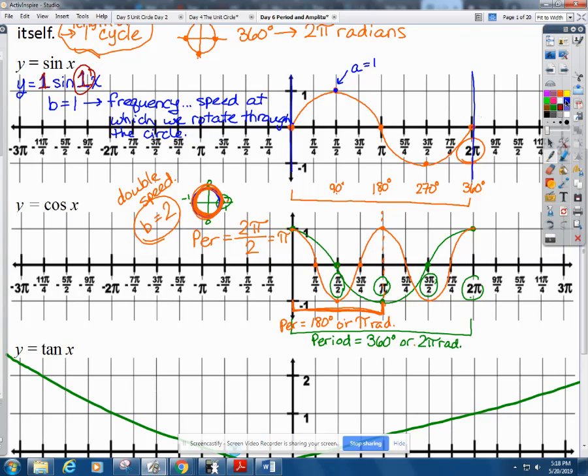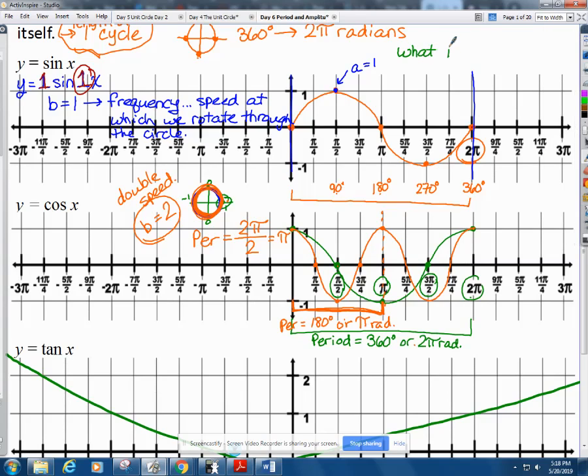So what happens if I increase the frequency? I'll do this in green again. What if I graphed y equals, keep a the same, but I change b to 3? That means I have 3 complete cycles. It's going to be hard for me to do on this graph because this graph isn't split into thirds, but I'm going to do it anyway.